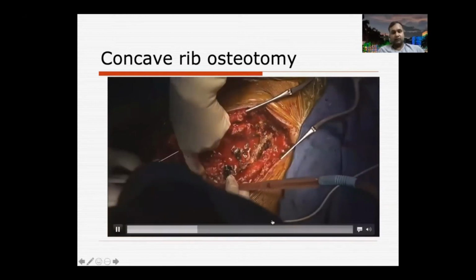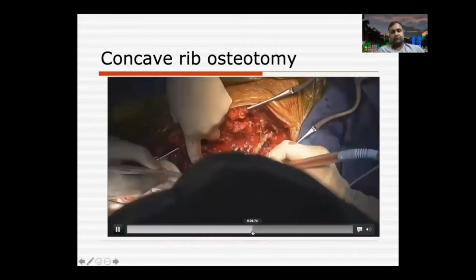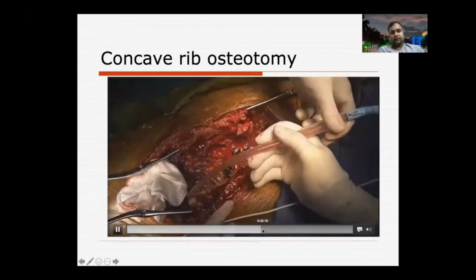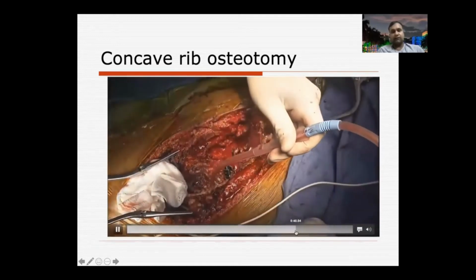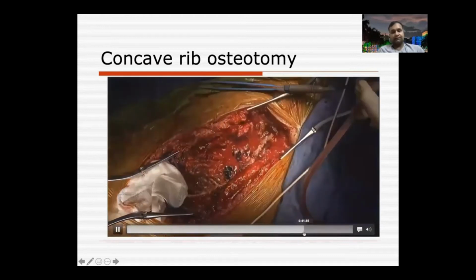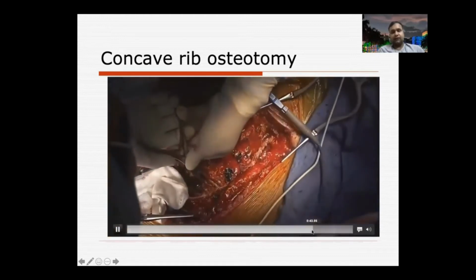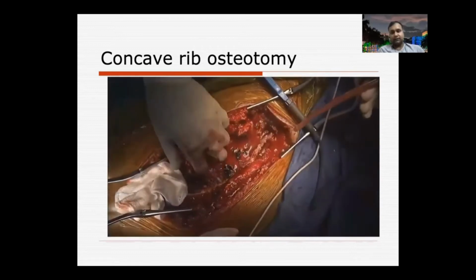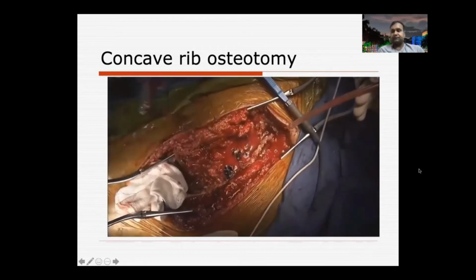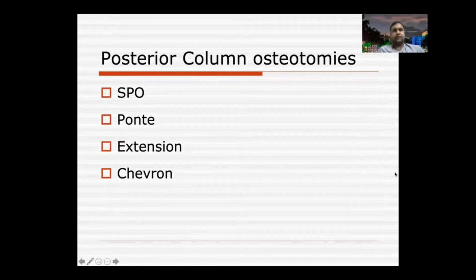This is just a short video to show you that I expose the concave ribs and then take them out one by one, especially at the apex. And I usually use the rongeur to release these ribs.